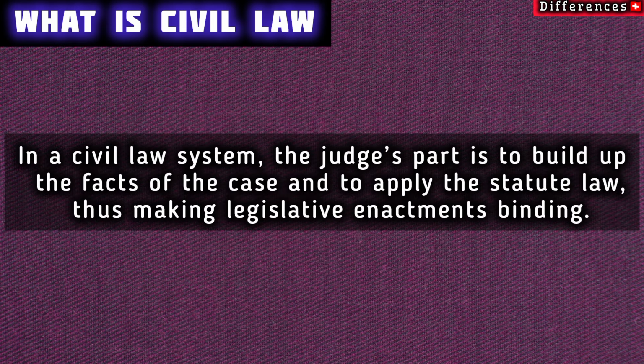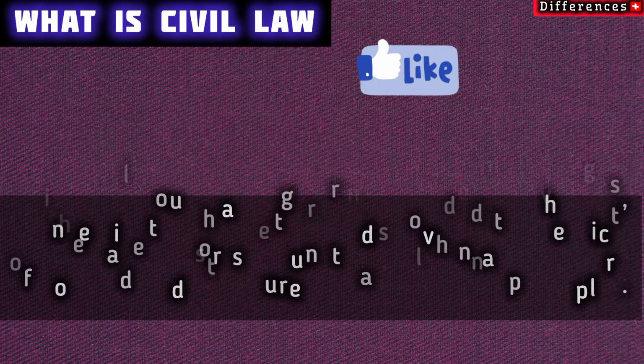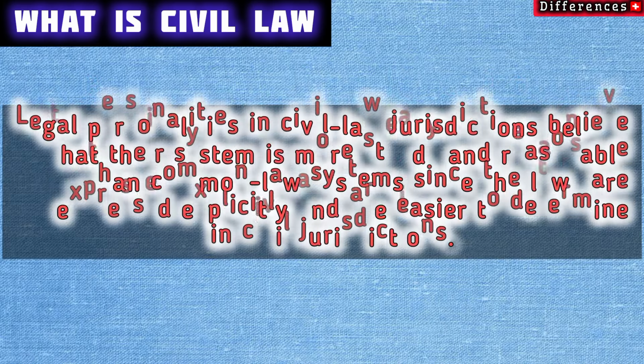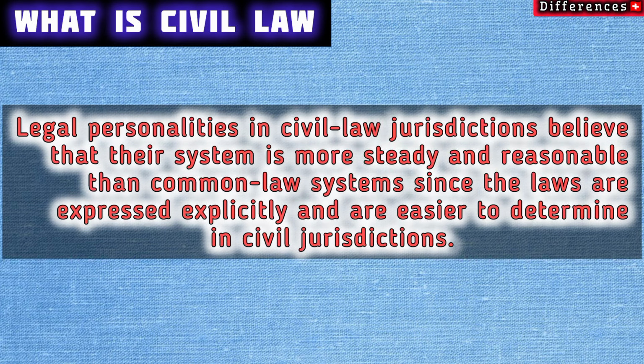In a civil law system, the judge's part is to establish the facts of the case and to apply the statute law, thus making legislative enactments binding. Although a judge brings the formal charges, investigates the matter, and provides the verdict on the case, he or she functions within a framework of codified and structured legal rules and principles. Legal personalities in civil law jurisdictions believe that their system is more steady and reasonable than common law systems since the laws are expressed explicitly and are easier to determine in civil jurisdictions.